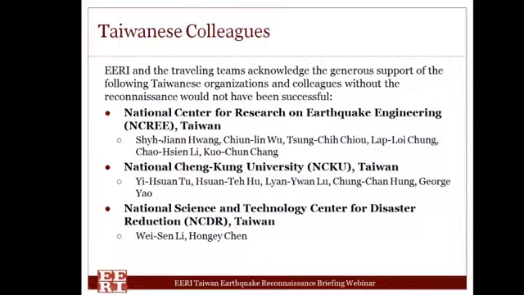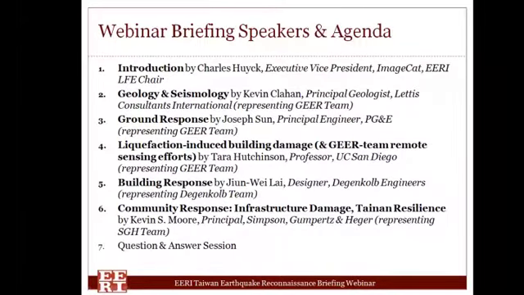If you've ever been on one of these events, you know that it just takes an awful lot of coordination to get access to the various sites, to know where to go, to navigate the earthquake damage and so forth. So we want to thank our colleagues in Taiwan who've helped the teams collect the data that you're going to hear presented on here shortly.